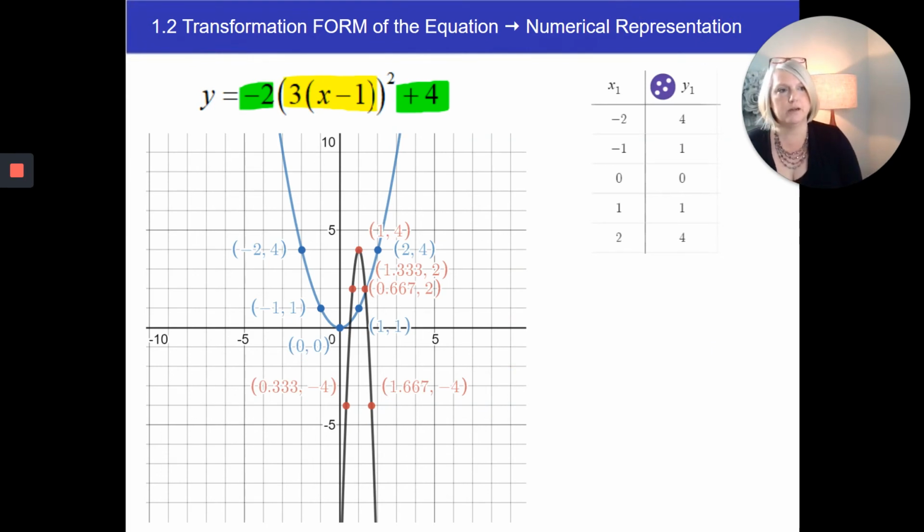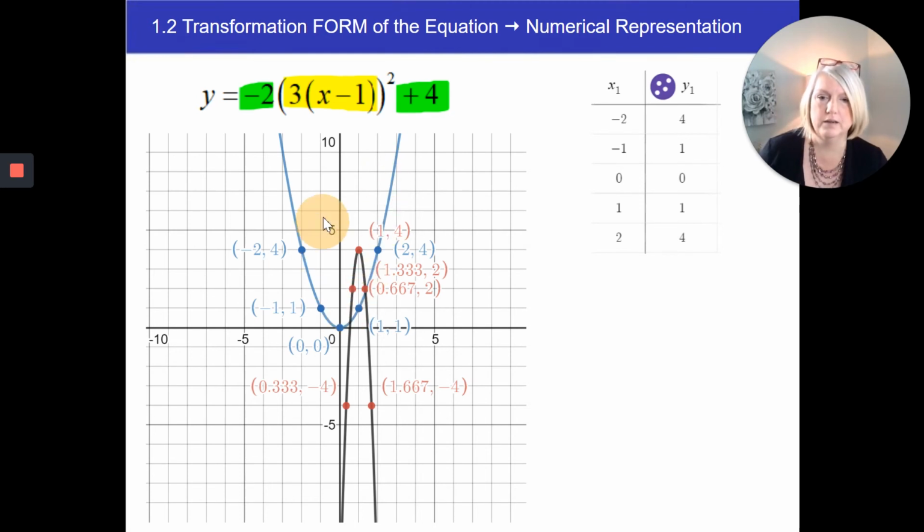So what I have here is only the original parent graph right here and the new one. And you can see here that the original anchor points, I'm using the very standard -2, -1, 0, 1, and 2.